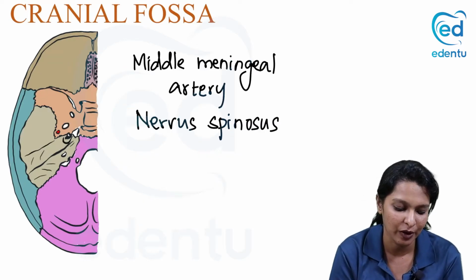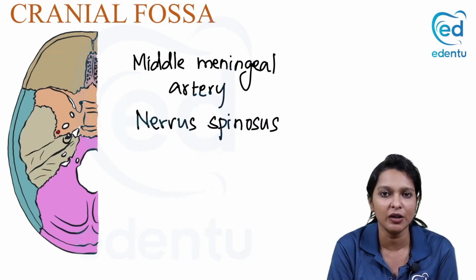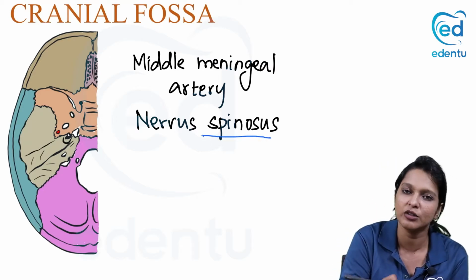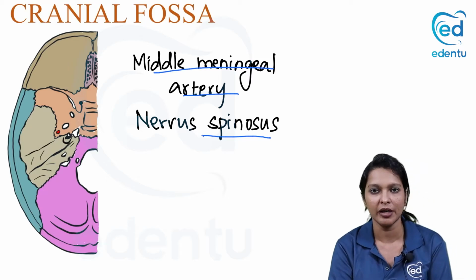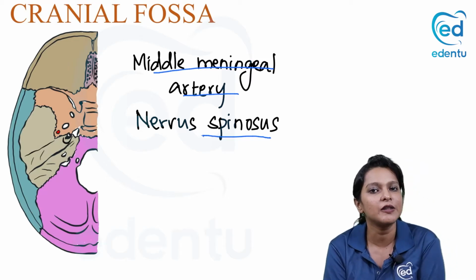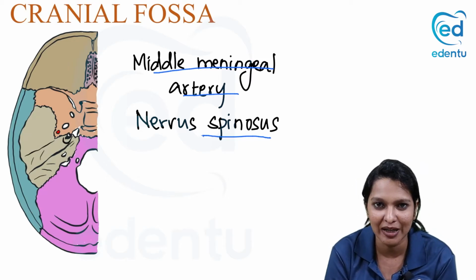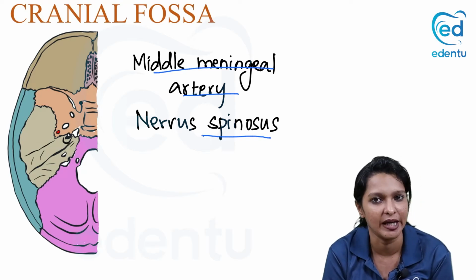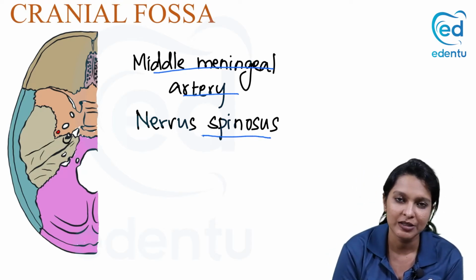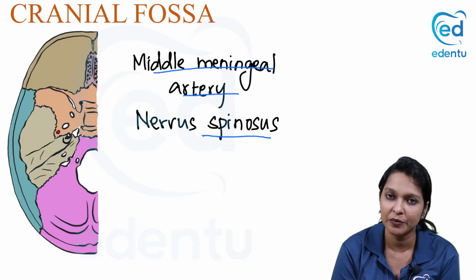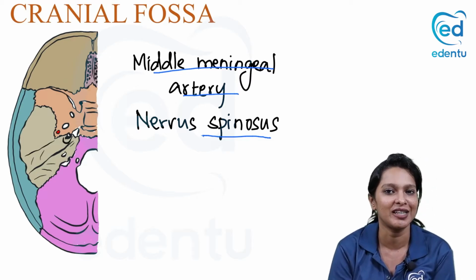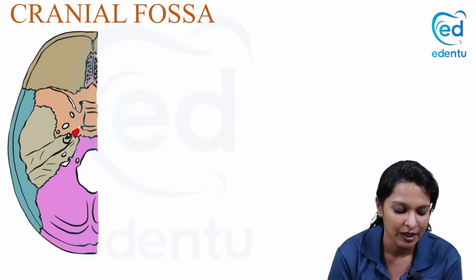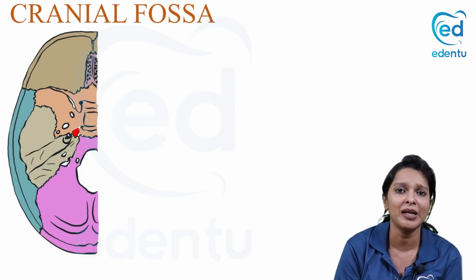The next foramen is the foramen spinosum. Through that, nervus spinosus passes and middle meningeal artery passes. Okay, foramen spinosum: nervus spinosus and middle meningeal artery as well as vein. So these are all the structures passing through the foramen spinosum, which is once again situated in the greater wing of sphenoid. The next one is called the foramen lacerum.